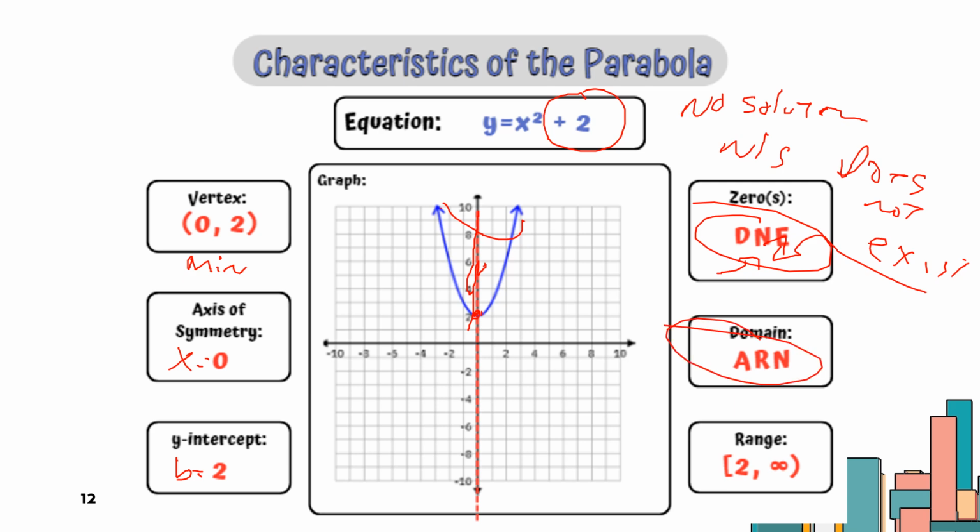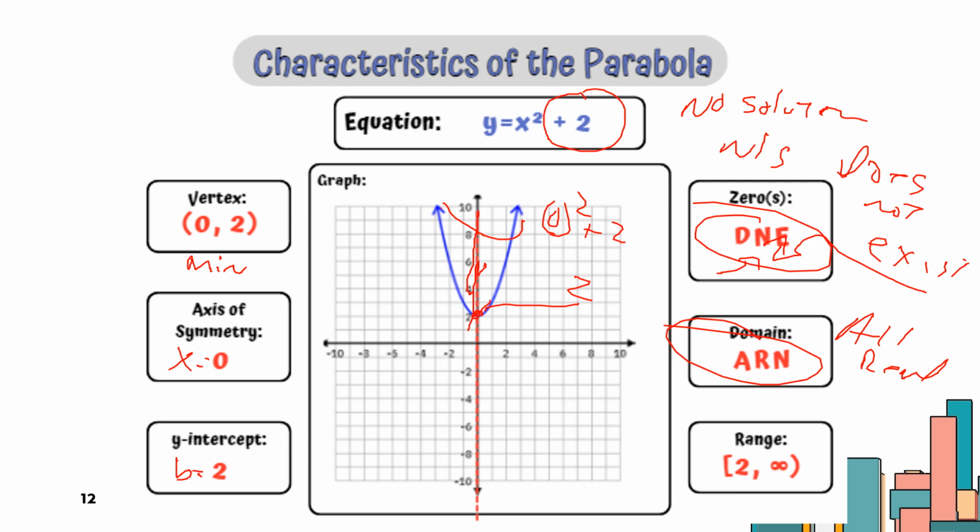ARN, well, it's all real numbers. So we can put any number into this equation, right? So, we can put 0 squared plus 2. Well, that gives us 2, which indicates why we have the smallest number of 2.